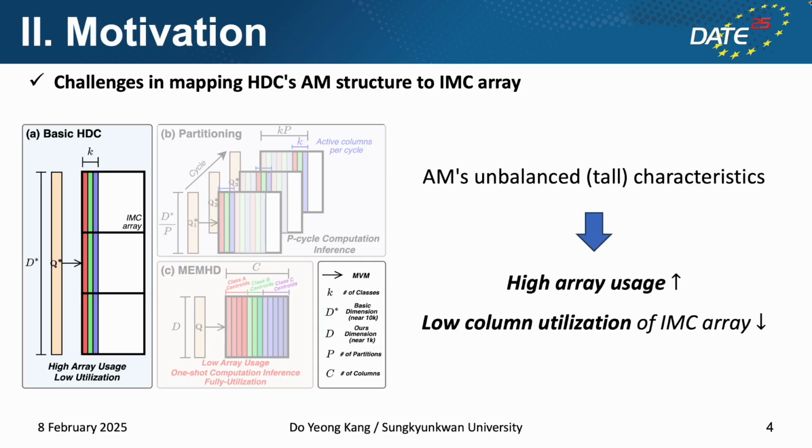However, mapping associative memory onto IMC arrays is not straightforward. In HDC, for classification tasks, associative memory is typically implemented by representing each class with a high-dimensional class vector. This kind of tall structure means that directly mapping these vectors to IMC arrays would require too many arrays, leaving many array columns underutilized.